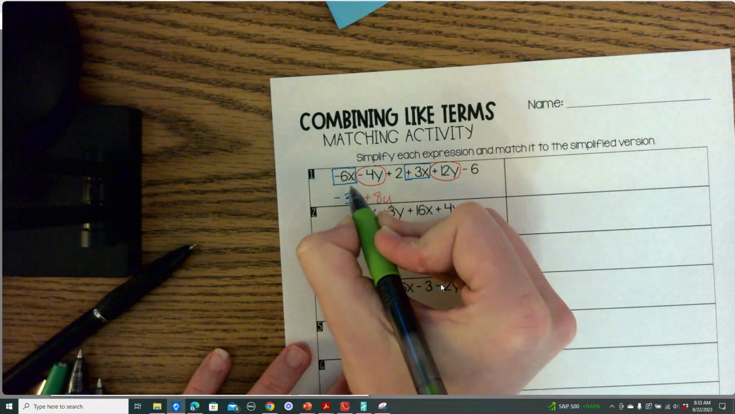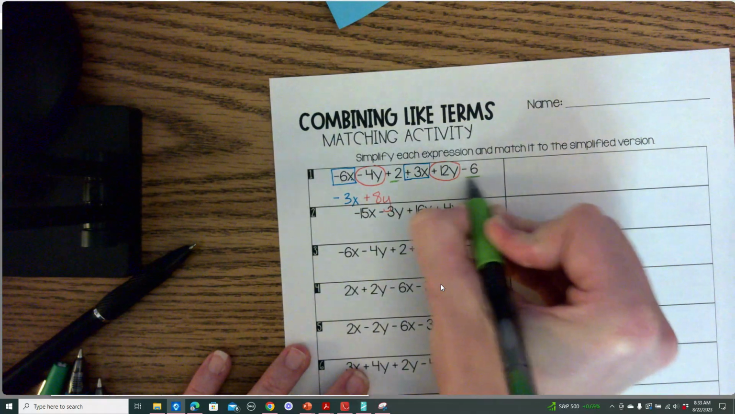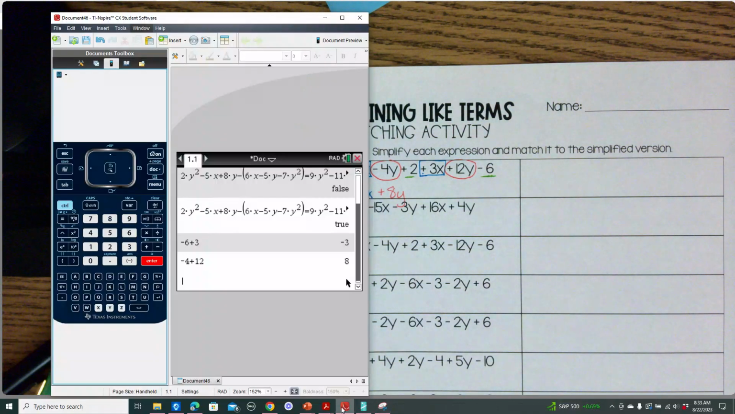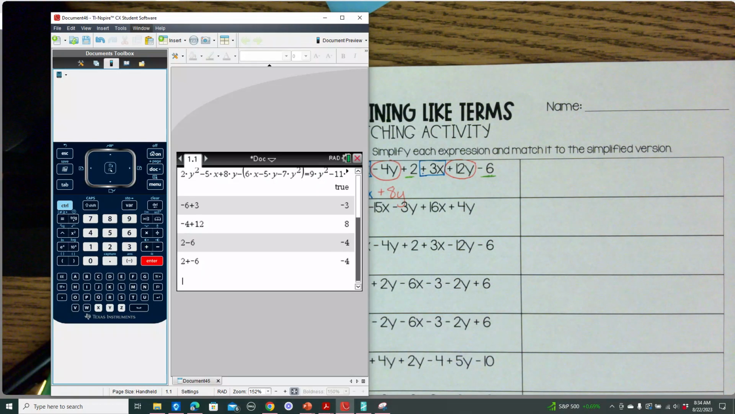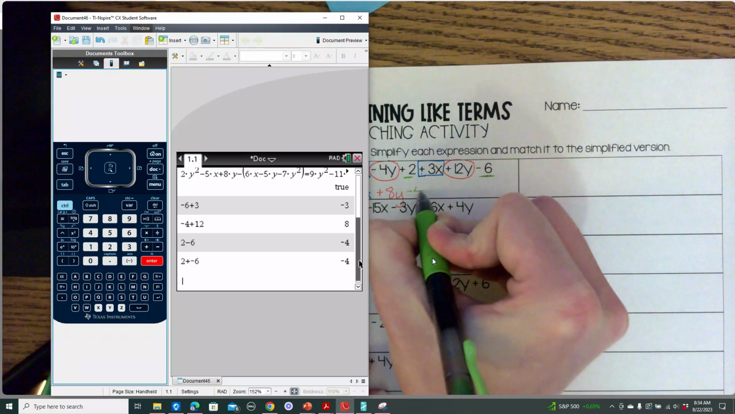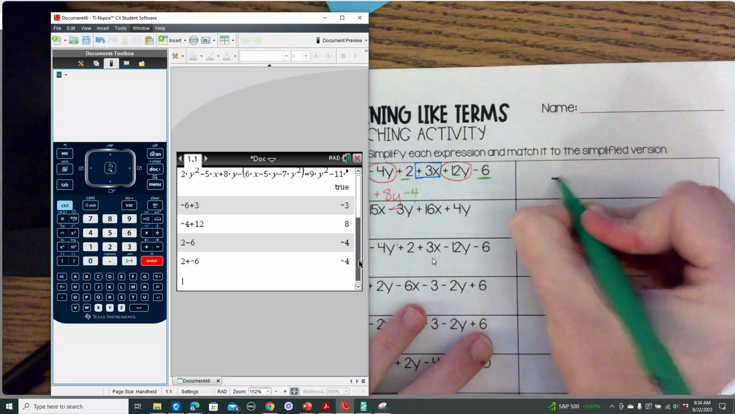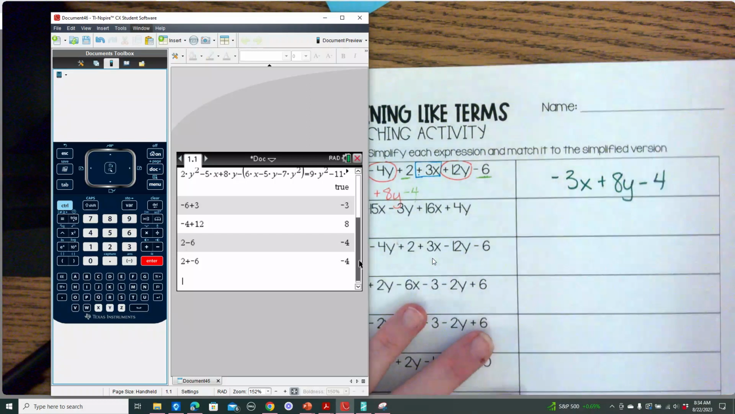And then finally, I usually do squares, circles, and then I underline the ones that are just numbers. I've got positive 2 and negative 6, so I can do this two ways. I can do 2 minus 6, or I can do 2 plus a negative 6. It's the same thing, okay? It comes out to negative 4. And so I got negative 3x plus 8y minus 4.